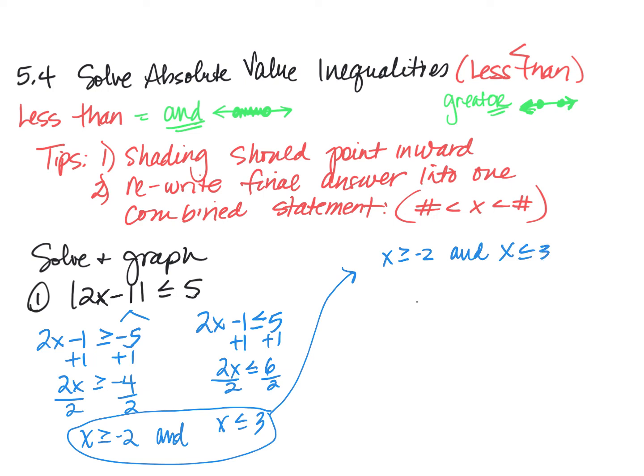Now, we're going to put the lower number on the left, the higher number on the right. We're going to put an x in the middle. Now, what goes between them? Well, it's always going to be less thans. Okay? Notice these are or equal to, so we're going to keep the or equal to line.